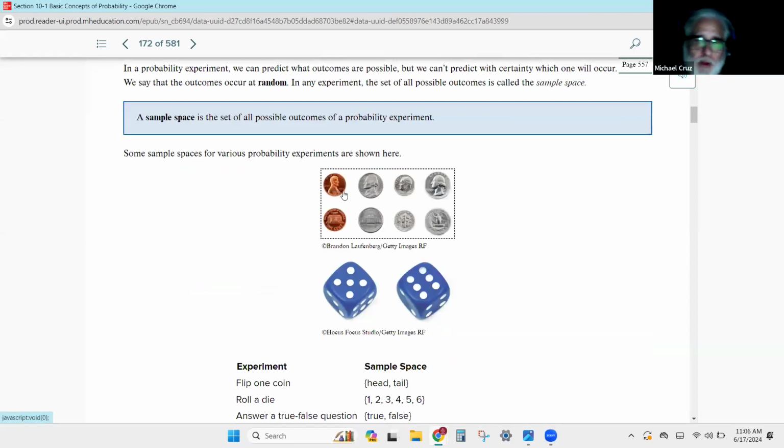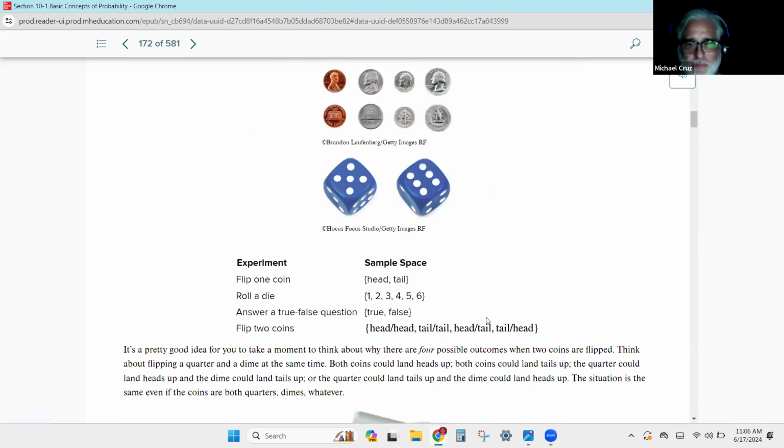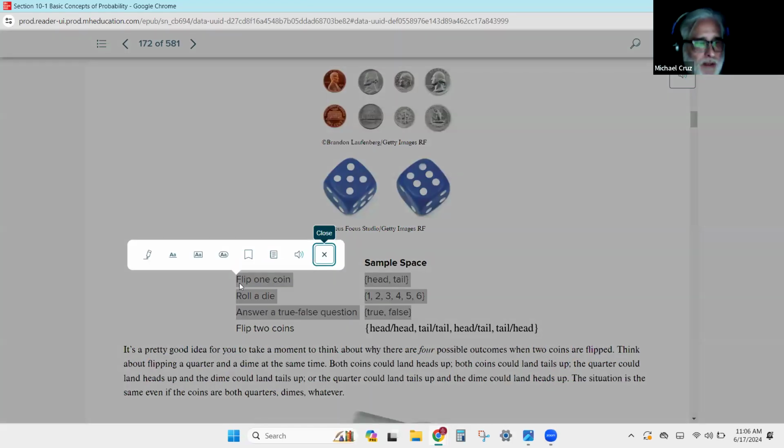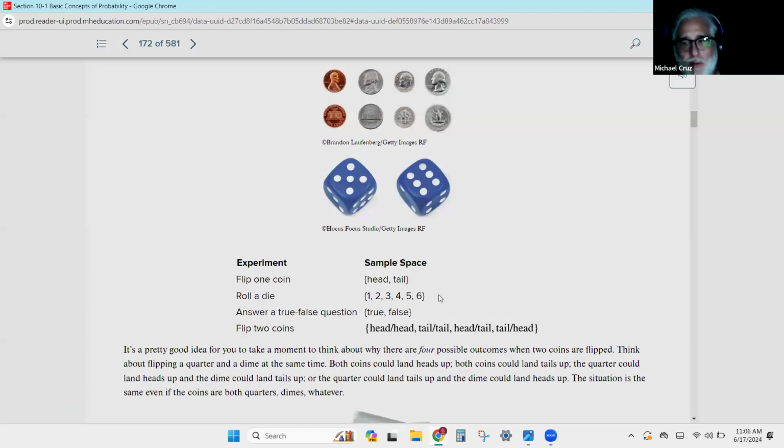So on a coin, you've got 2 sides, a head and a tail. All of them do to some extent. They're just a little bit different. The die has 6 sides. And you can see here, if we flip one coin, we get a head or a tail. That's the sample space. We don't know which one it's going to come out to, but we know it'll be one of those two. With rolling a die, 1 through 6, we don't know which one when we roll, but it will be one of those.